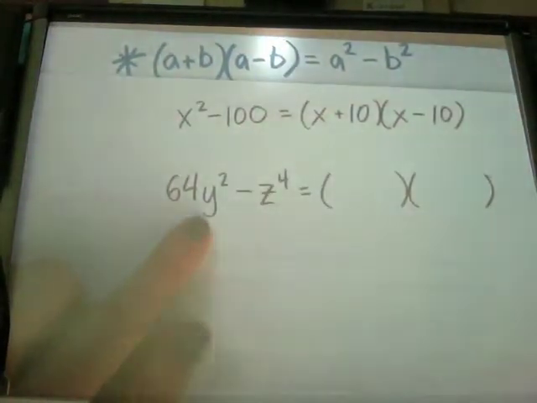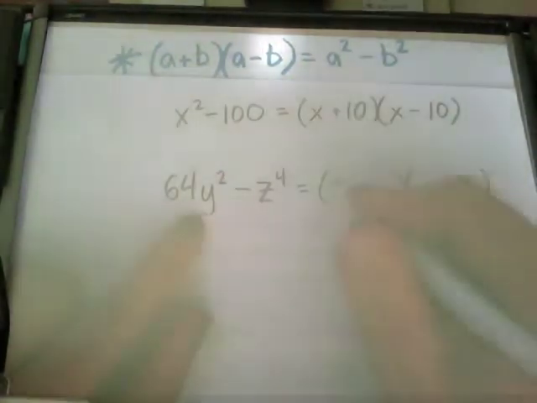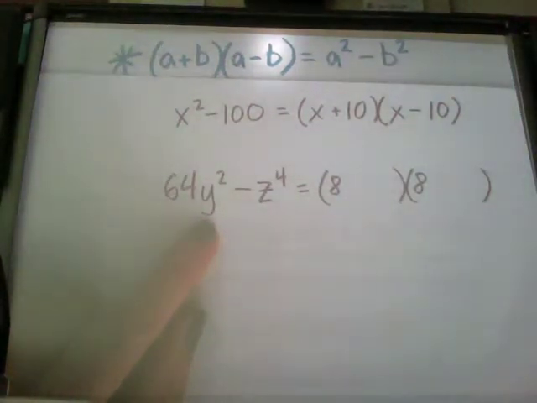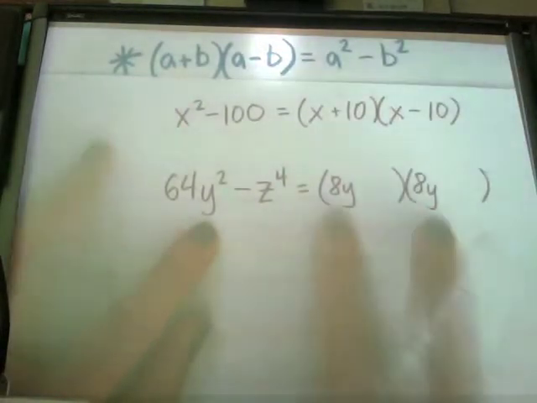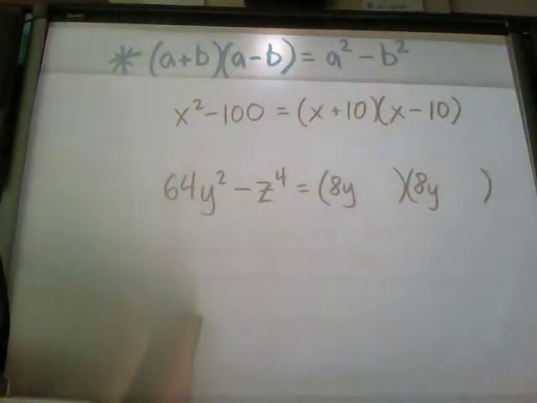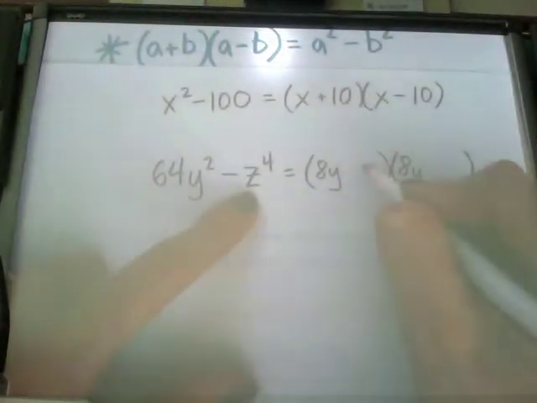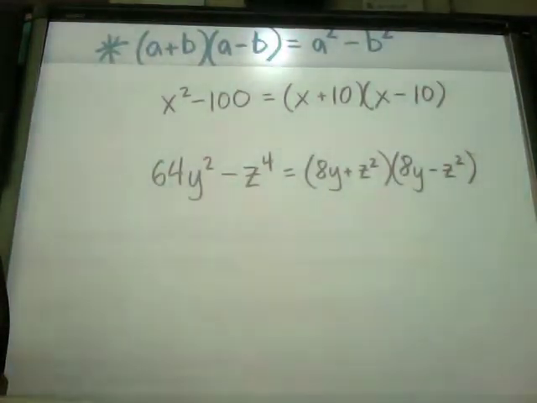What times itself makes 64? Brian? 8 times 8. Now, don't forget the y squared. What times itself makes y squared? Jaden? Y times y. So that means my a term that I multiplied to get this, 8y times 8y. Okay, z to the fourth. What times itself makes z to the fourth? Diego? Z to the power of 2. Yep. One gets a plus, one gets a minus. We factored it.